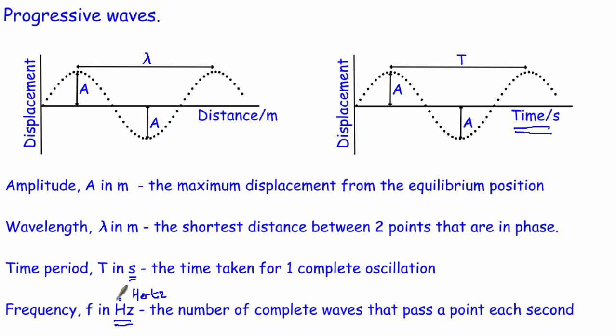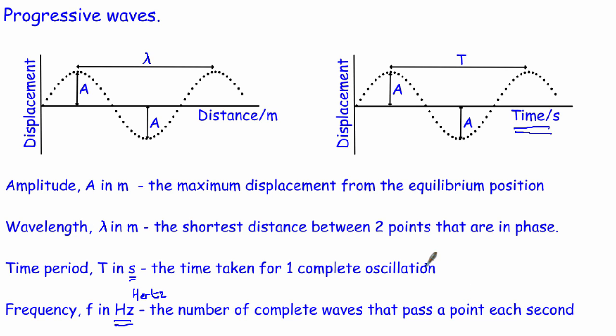Now it's really, really important that that's a capital H and that's a little z. If you write it any other way, then basically you'll get the unit wrong if you're asked for the unit of frequency. It's defined like this: it's the number of complete waves that pass a point in 1 second, or each second. So that's your definition of frequency.